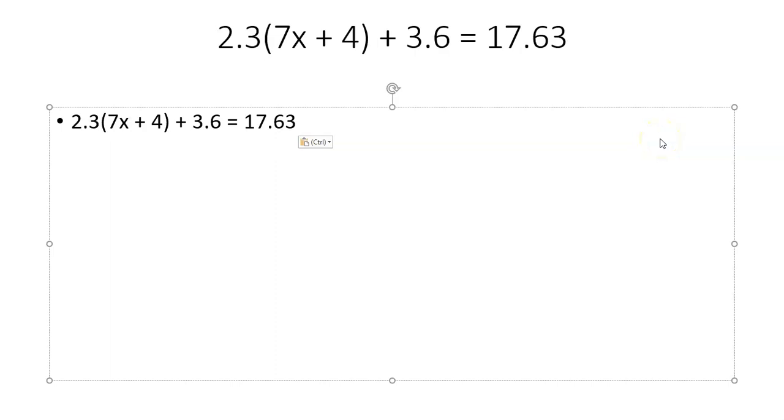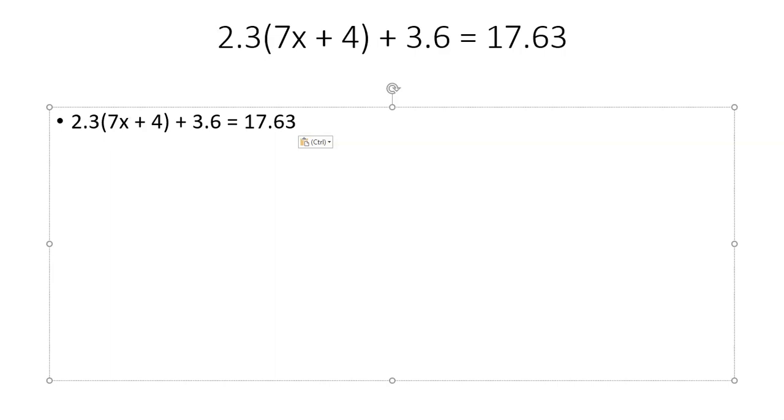So I take a look at this problem, and as I'm looking at this problem, I see that we have a really long problem. 2.3, parentheses 7x plus 4, parentheses plus 3.6 equals 17.63. And I start to say, wait, where are we at? What are we doing? How do I want to do this? My goal is to get the variable by itself first. So I know parentheses I can distribute.